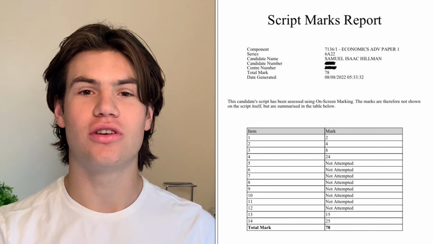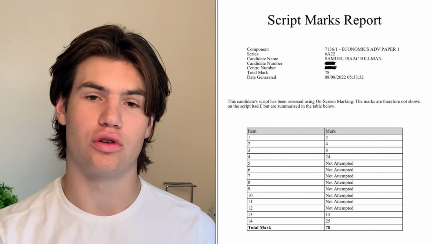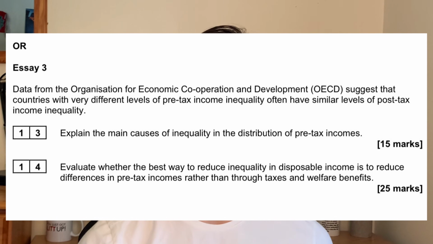For a bit of proof, for those of you that may be a bit skeptical, here's the marking sheet for my actual exam, and as you can see, on the final 25 marker, I got 25 out of 25. So this was the 25 marker I chose for this particular exam. And as you can see, the question reads: evaluate whether the best way to reduce inequality in disposable income is to reduce differences in pre-tax incomes rather than through taxes and welfare benefits.